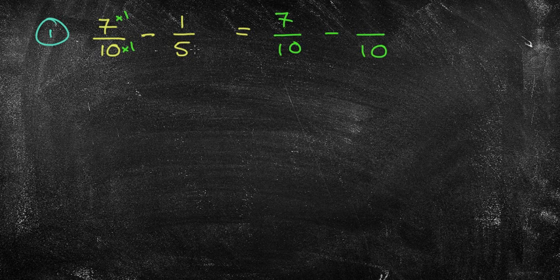But what can I times 5 by? Well, 5 times 2 is 10. 1 times 2 is 2. Now we either add or subtract the tops. 7 take away 2 is 5 over 10, which is also equal to 1/2. And you can always simplify, I think that's a really good habit to get into.